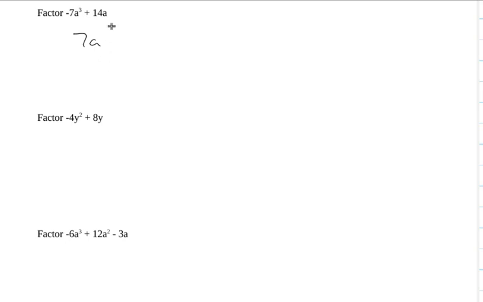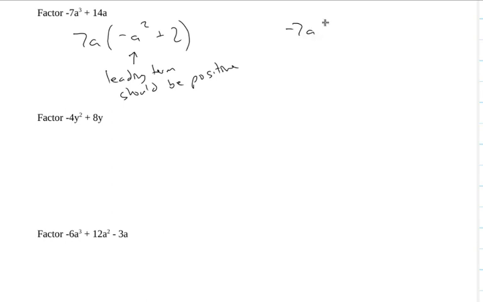Now, if I was to do this, I would end up with the opposite of a squared plus 2, if I was to factor out just a 7a. And it turns out when we are factoring out the greatest common factor, this is not exactly desirable. We want this leading term to be positive. So instead of factoring out a 7a, since I'm noticing the leading term of my starting polynomial is negative, I'm actually going to start off by factoring out a negative 7a instead of a positive 7a.